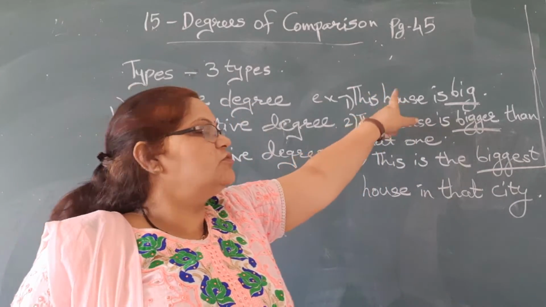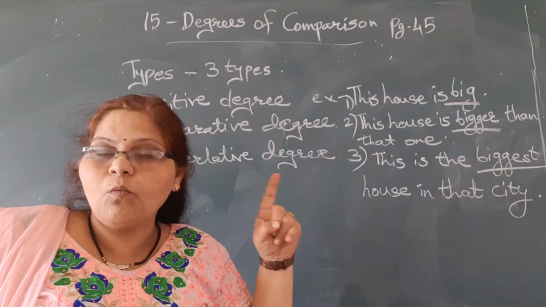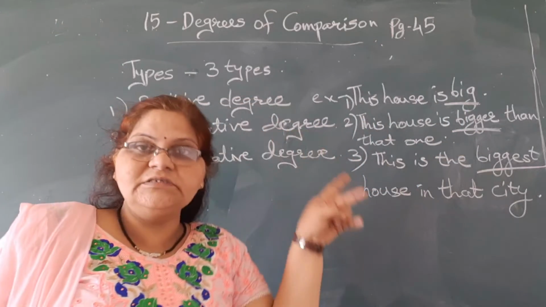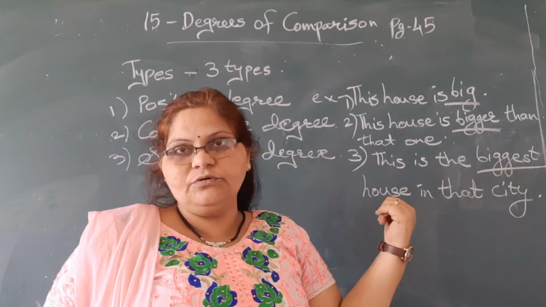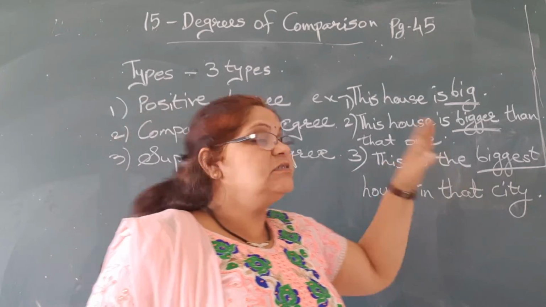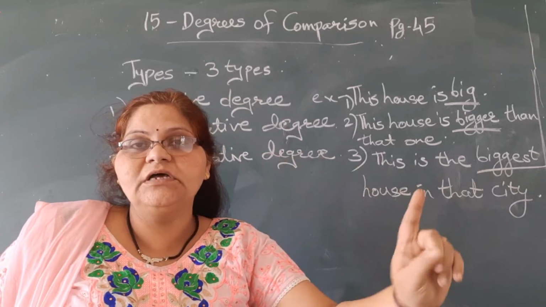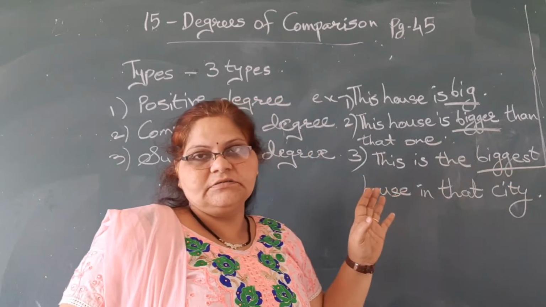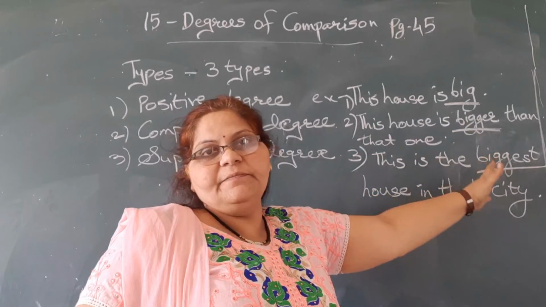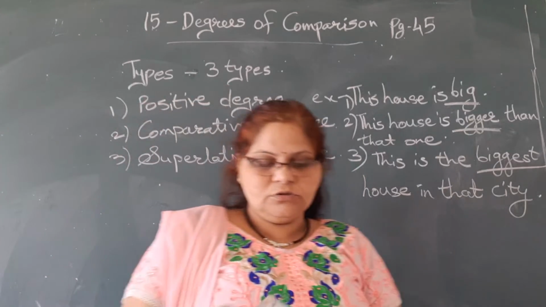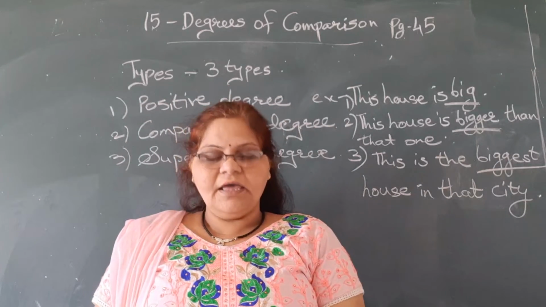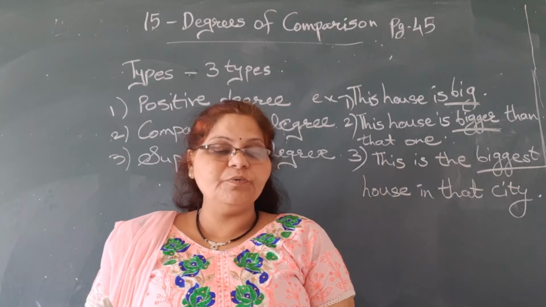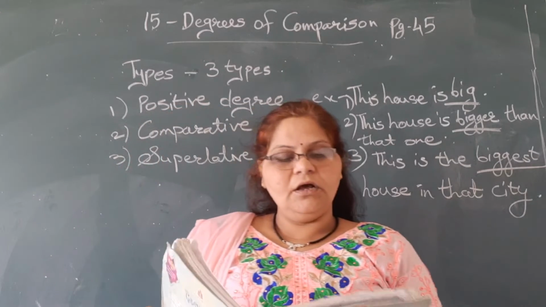Here the comparison was only about one house. This is a big one, so it is positive. The comparison was between two houses, that this is bigger than the other one. But in the third, superlative, this is the biggest, and it is compared with the other houses in the city. So big, bigger, biggest. Big is positive, bigger is comparative and biggest is superlative. So I have explained the definitions along with the example. In the superlative we are going to talk about many houses.